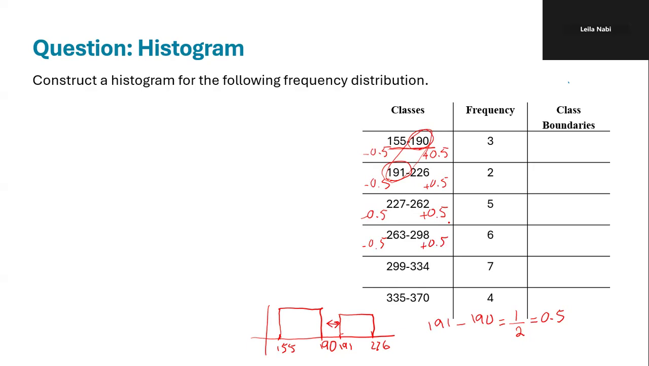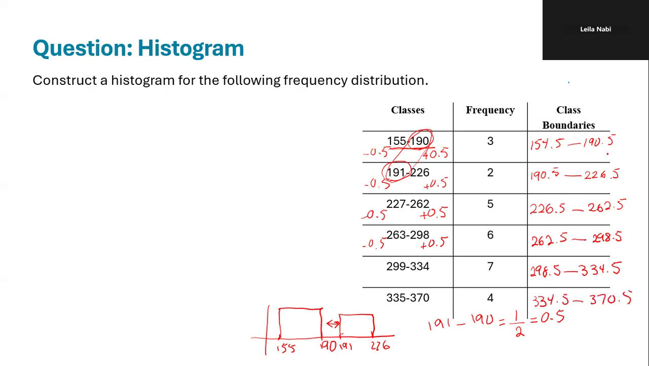Okay. And if I do that, 155 minus 0.5 gives me 154.5. 190 plus 0.5 is 190.5. 191 minus 0.5 is 190.5. 226 plus 0.5 is 226.5. 227 minus 0.5 is 226.5. 262 plus 0.5 is 262.5. 263 minus 0.5, 298 plus 0.5. 299 minus 0.5, 334 plus 0.5. And the last one.